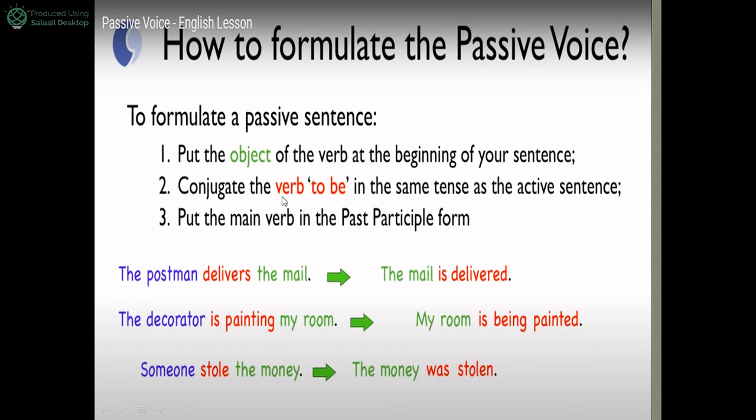For example, if the tense of the active sentence is present, we conjugate the verb to be into is, are, am. If we have a past tense, we conjugate the verb to be into was, were, and so on. Point 3, put the main verb in the past participle form. Here we have some examples.